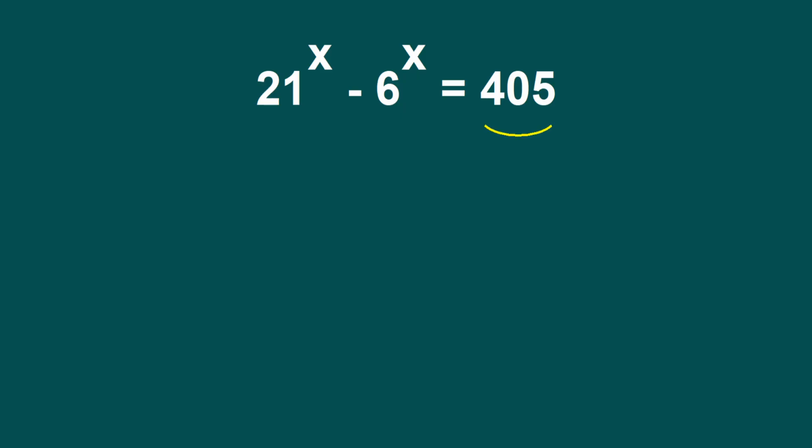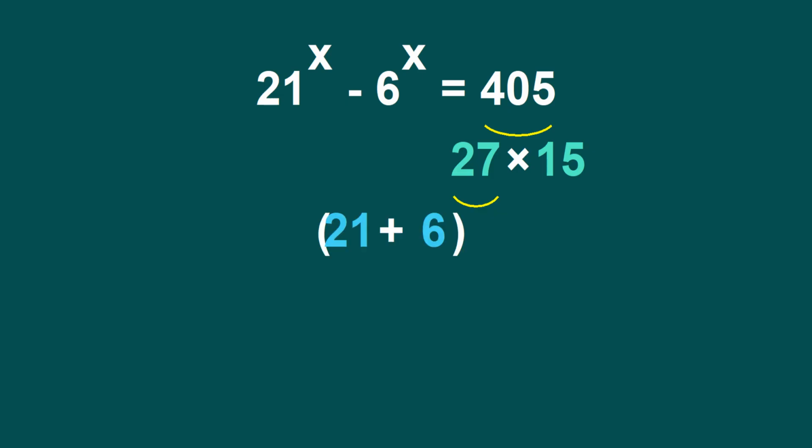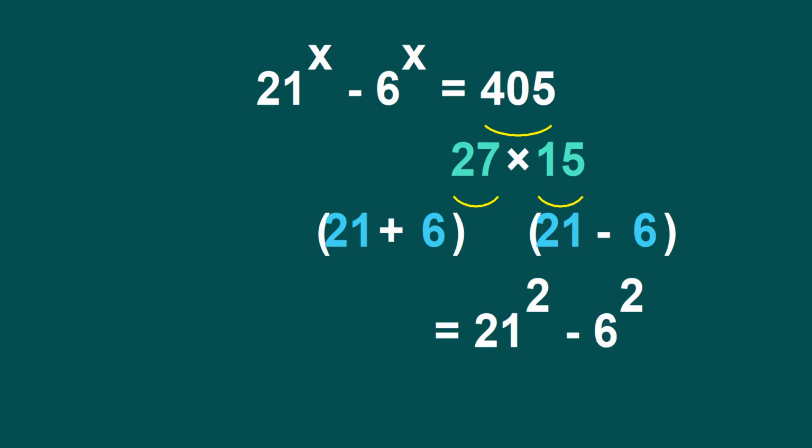405 into two numbers such as 27 times 15. Next, we are going to break down 27 into the summation of 21 plus 6 and express 15 as 21 minus 6. And now we have the difference of two squares form, which can be written as 21 to the power 2 minus 6 to the power 2.